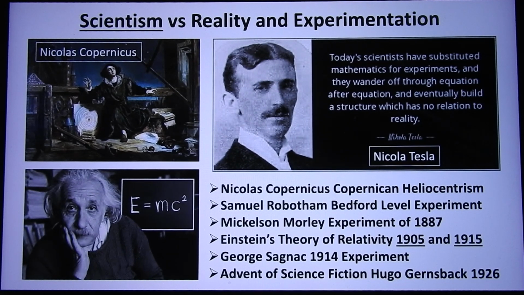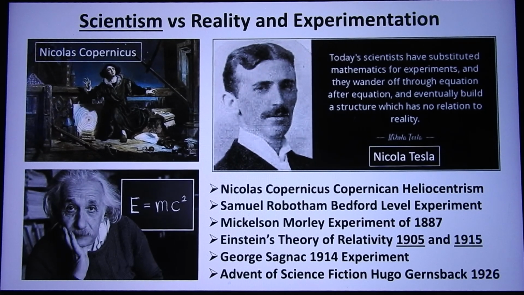The individual who saw this happening was Nikola Tesla. He called out the heliocentrists and he said, today's scientists have substituted mathematics for experiments, and they wander off through equation after equation and eventually build a structure which has no relationship to reality. In other words, he's talking about the sky and the globe model. That they made it mathematics, and he said it's not mathematics. It's for signs, seasons, ambience, and beauty. It's a clock. It's a clock system.